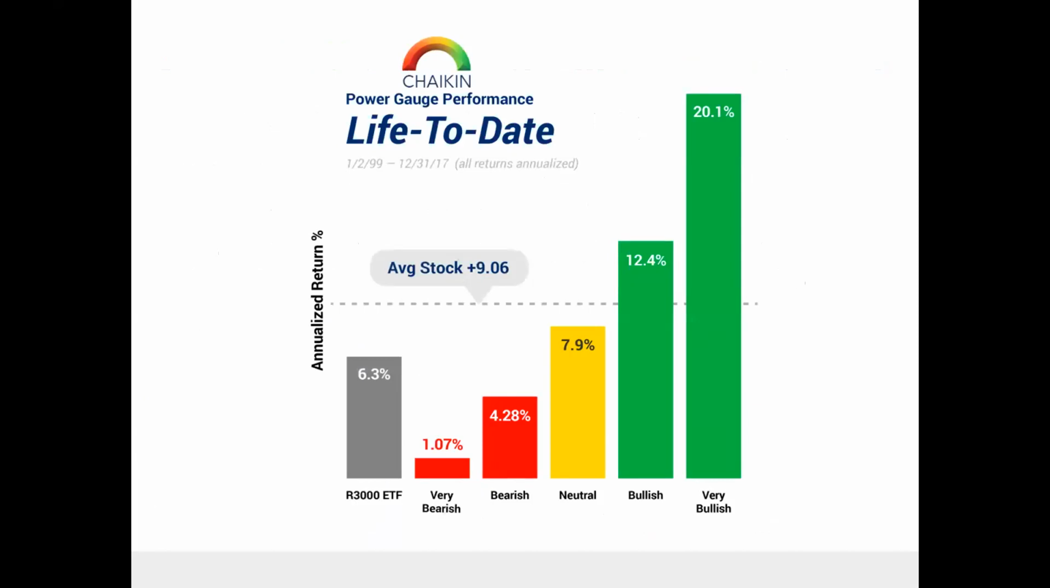But the proof is in the performance. Here's the performance of the Chaikin Power Gauge rating on the Russell 3000 index from 1999 through the end of 17, pretty much the same in 18. We're updating the numbers now. The very bullish stocks in that 20-factor model had averaged a 20% annualized return. Very bearish stocks up only 1%, and that's after a 10-year bull market. If we were showing you this slide in 2012, the very bearish stocks would have been down 4 or 5%.